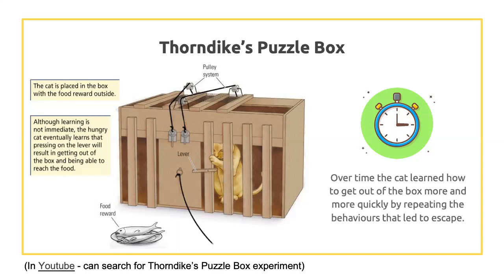The first time he put the cat in, the cat was able to figure out how to press the lever and get out from the box. More time was needed at the beginning, but after many repetitions, the cat was able to press the lever in a more speedy way and get out from the box quickly. So the cat learned the process of pressing the lever and coming out quickly to get the food. This is Thorndike's puzzle box experiment using a cat.